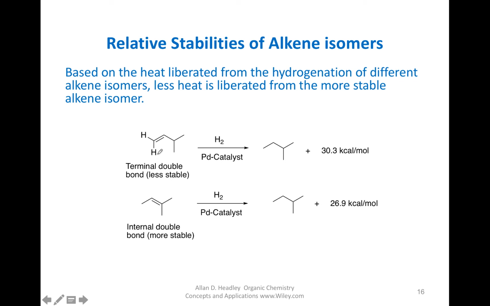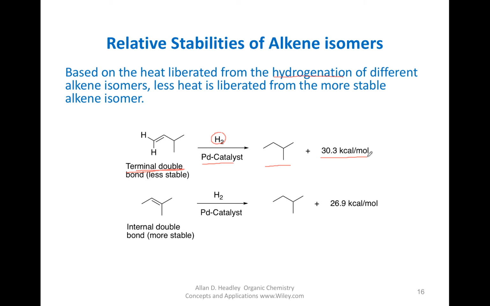Here we have the alkene. This one has a terminal double bond. It's at the end of the chain. The reaction that we'll use, or the exothermic reaction that we'll use, is hydrogenation. In other words, we use hydrogen in the presence of a catalyst. It gives that as a product. Notice it gives off 30.3 kcals per mole of heat.